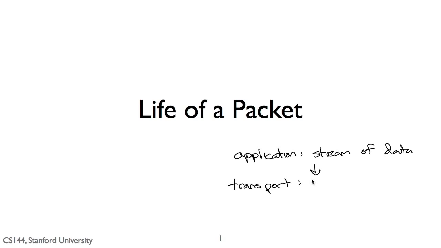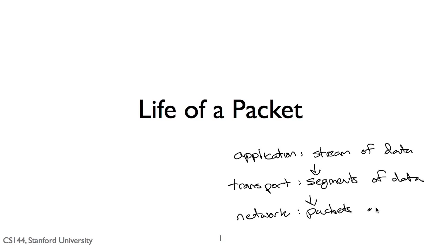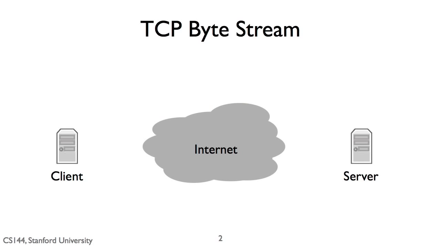The transport layer breaks the stream into segments of data that it reliably delivers to an application running on another computer. The transport layer sends these segments as network layer packets, which the network layer delivers to the other computer. Let's see what this looks like in practice, the actual packets that a web browser and server send and receive.